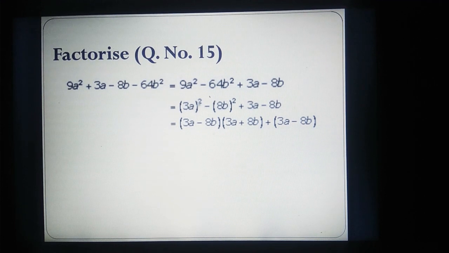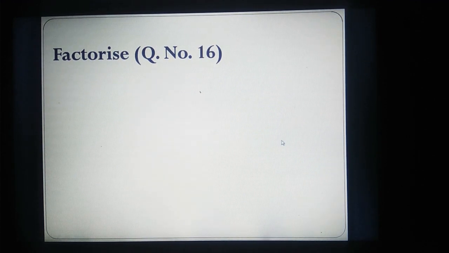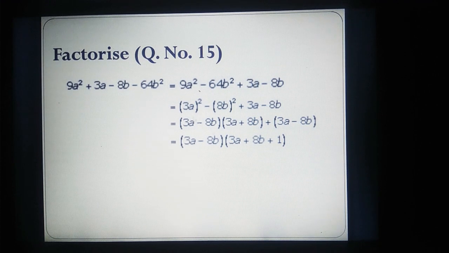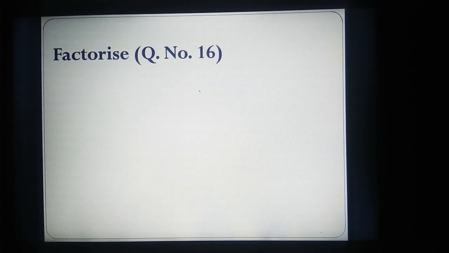So we have 3a whole square minus 8b whole square, and as usual if I put the a square minus b square formula, then I have this one, right? Let me keep this thing in bracket. Now if you see, this and this both are common, so if I take them common, then from this part I have 3a plus 8b, and from here since this is gone only 1 is left. So this is my factorization of this particular thing. Please pause the video to note down. We'll move on to the next question, question number 16.